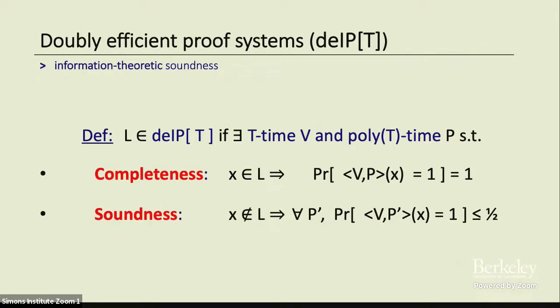So here is the precise definition of a doubly efficient proof system. A language has a doubly efficient interactive proof system of time t if there's a t time verifier and a polynomial t time prover such that if x is in L, then the honest prover can convince the verifier with probability one. And if x is not in L, then for every prover, even an unbounded one, the probability that the prover P prime convinces V is small.